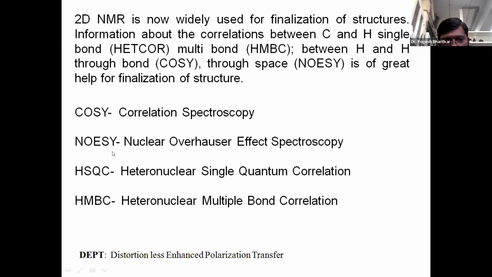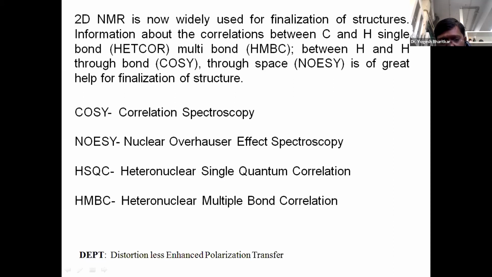In the NOESY relation, we mainly find which protons are in the same plane, that means the cis, trans, syn, anti relationships we can get from NOESY. From HSQC, we get the correlation of which proton is attached to which carbon. That information we get from the HSQC spectra. Then HMBC spectra, heteronuclear multiple bond correlation.